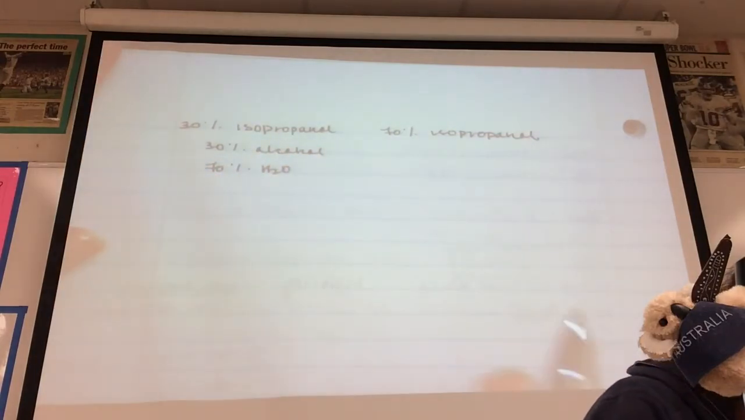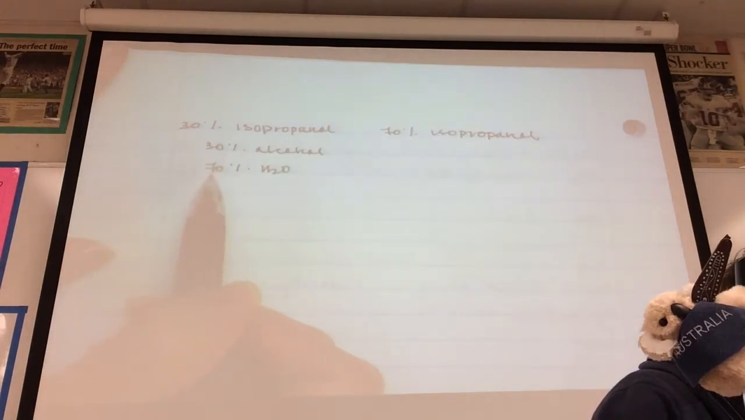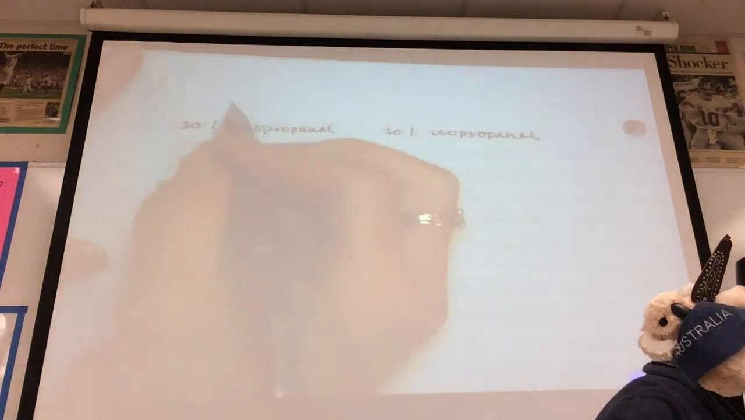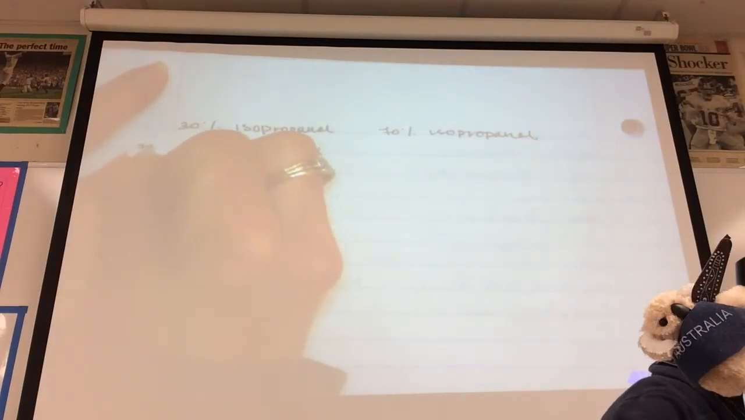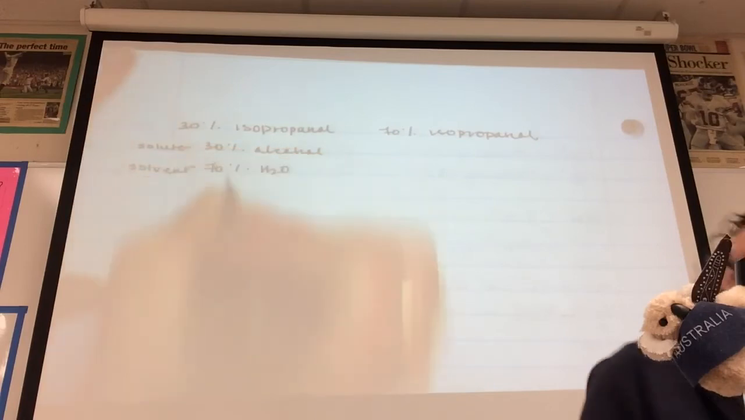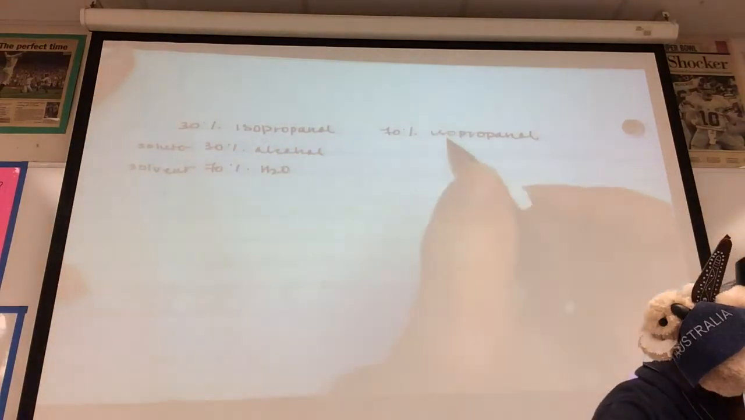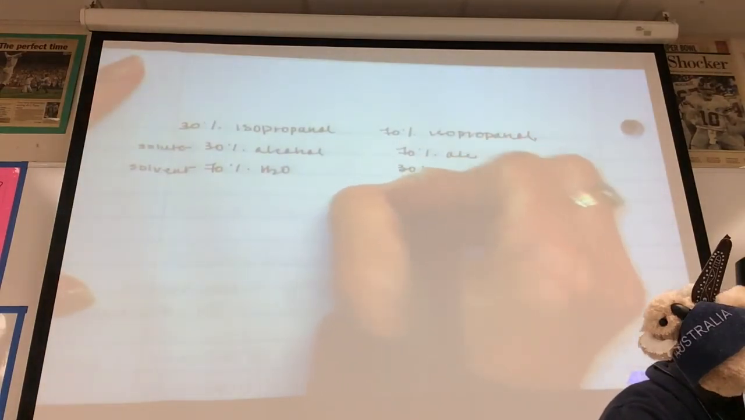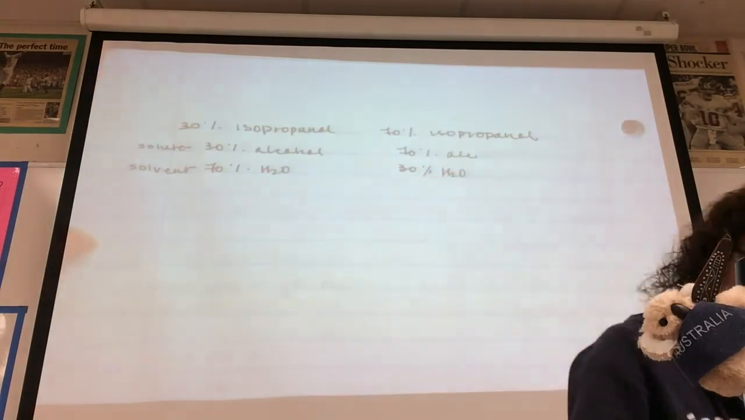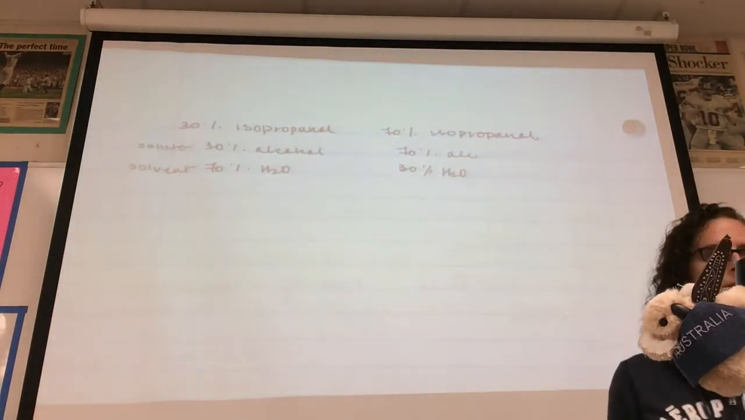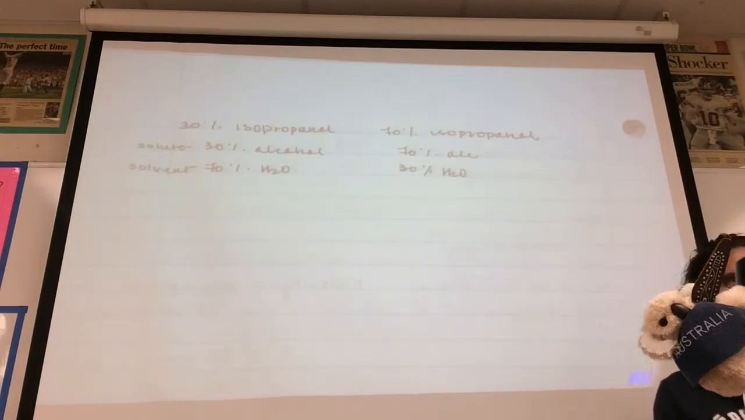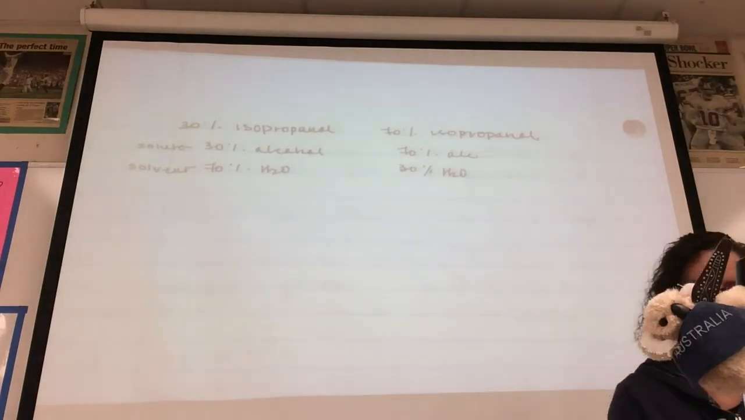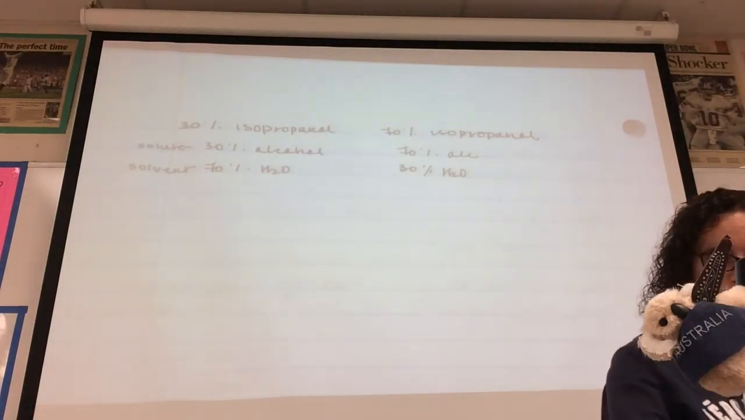So if you were making 100 mils of it, you'd put 30 mils of this in and 70 mils of this. And in this case, this would be your solute because it's of the lower concentration, and this would be your solvent because it's of the higher concentration. In contrast here, you'd have 70% alcohol and 30% water, and in this case, the alcohol is the solute and the water is the solvent. So whatever you have more of is the solvent. That's what does the dissolving. The solute gets dissolved.